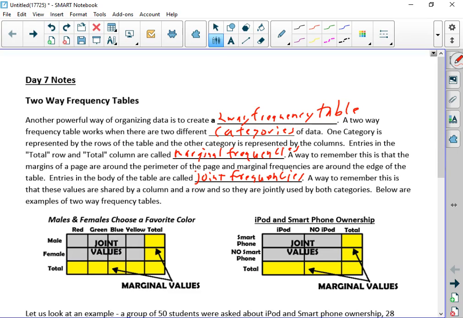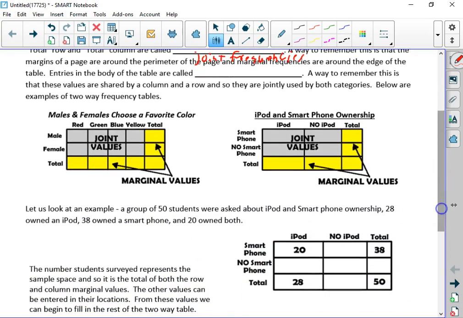Below are examples of two-way frequency tables. So, on one part you have males and females, and then you have the other one, their favorite color: red, green, blue, yellow. Those are your joint values in the middle. And then on the outside, your marginal values. Okay? iPod, no smartphone. Or smartphone, no smartphone. iPod, no iPod. Different categories on the outside.